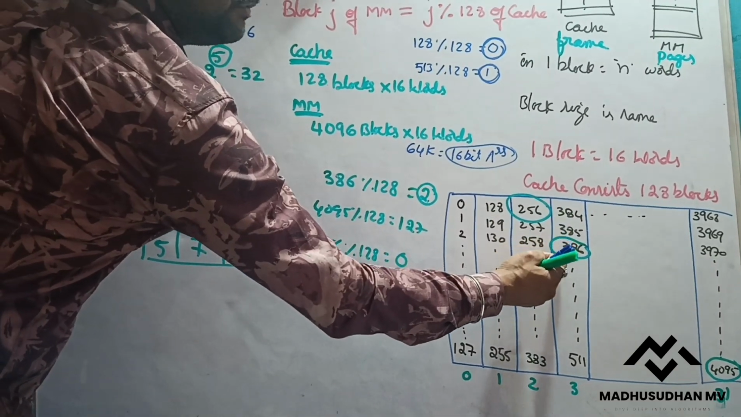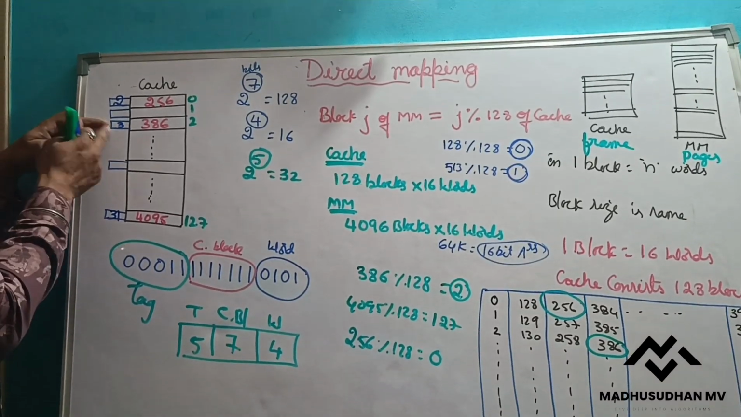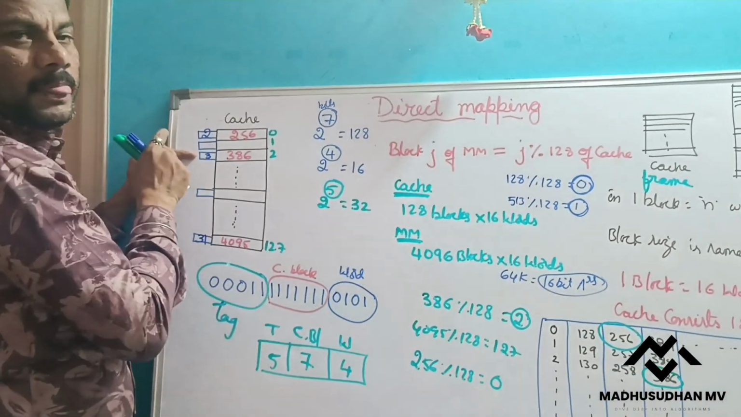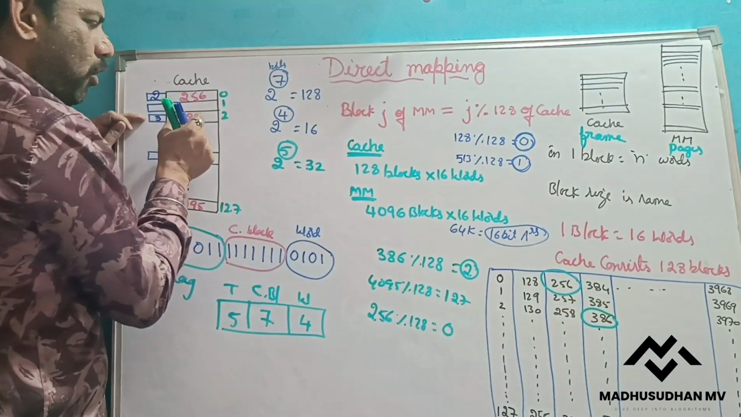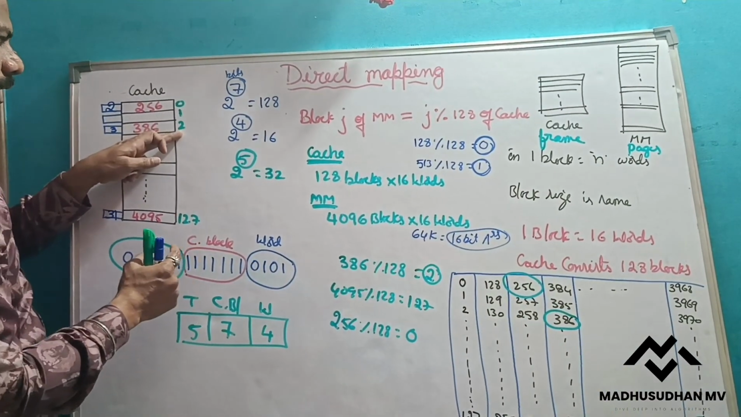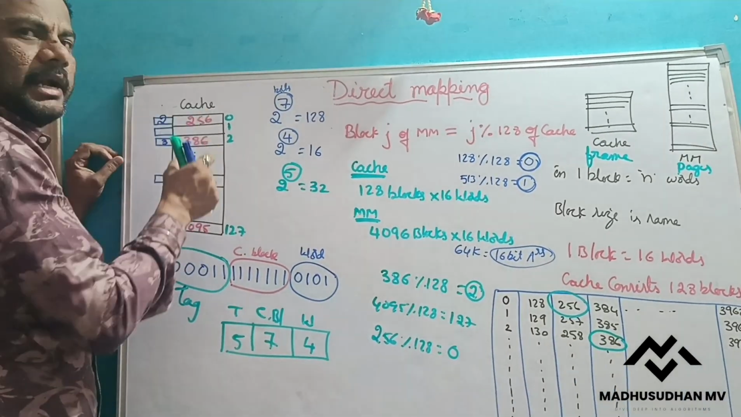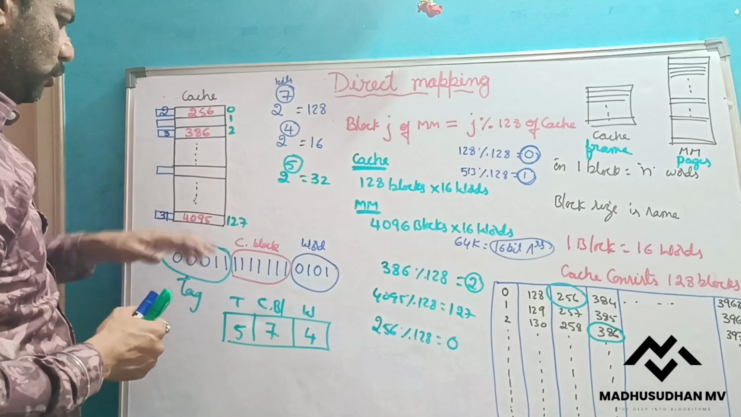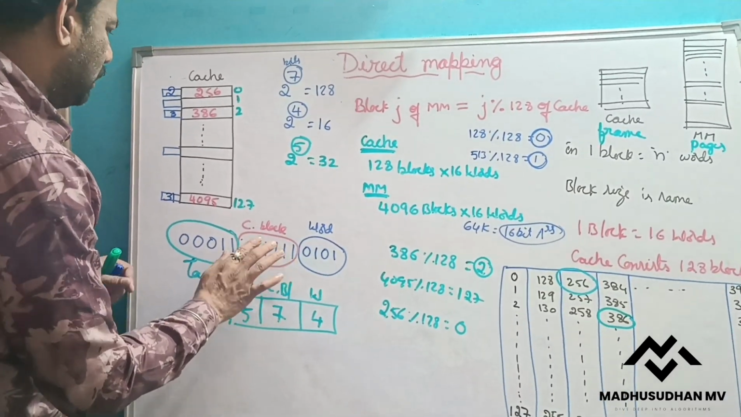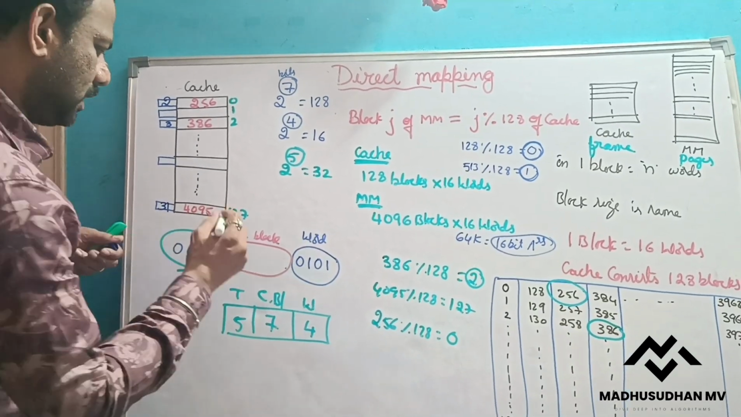Now, 386 belongs to which group? Tag 3. The tag 3 is there. It matches. So that means the block is in the cache. That is a cache hit. Now the 386 block is present in cache block 2, so that is how it will identify. I am not just randomly taking this address.